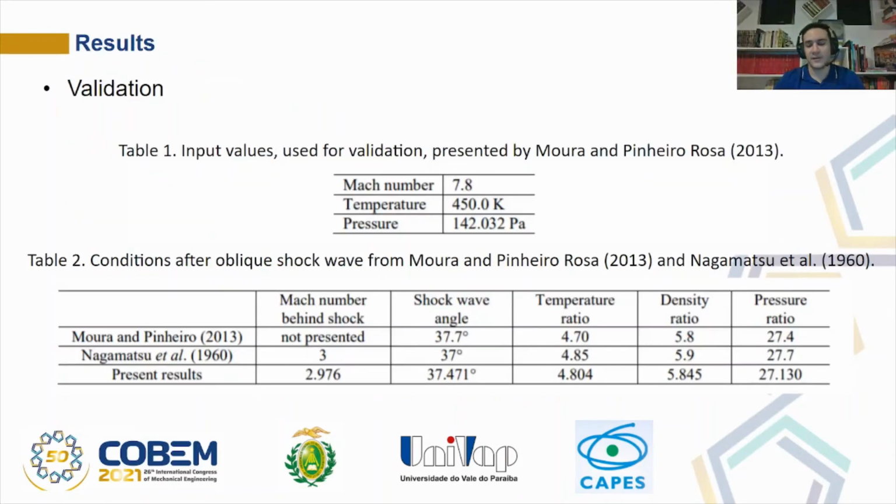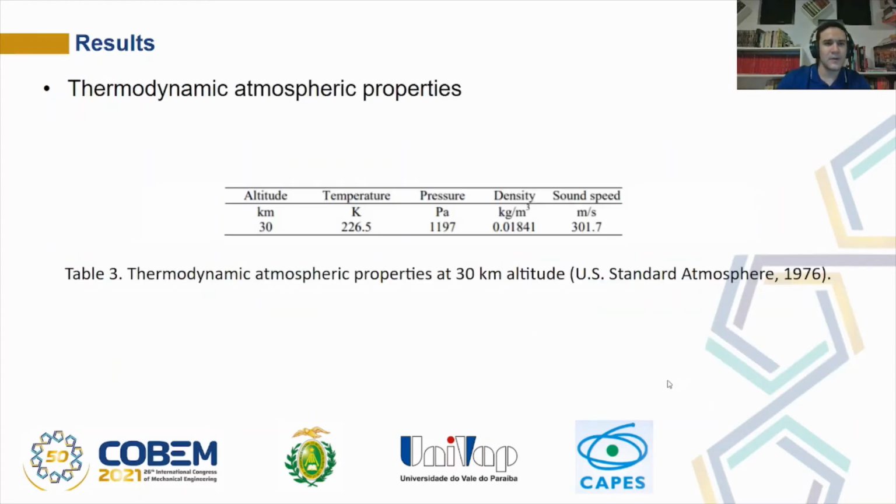So to validate this algorithm, we use the input values presented by Moura and Pinheiro Rosa and compare the results with the work of Moura and Pinheiro Rosa and Nagamatsu et al. And our present results are here. So we can see that it is a close result to their work. So now that it's validated, we can apply our code.